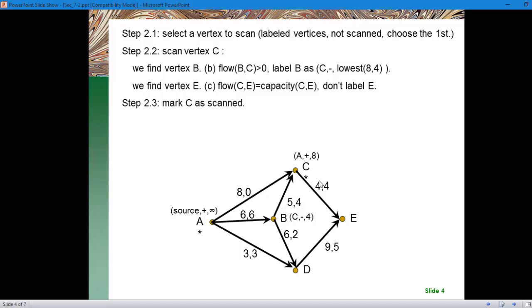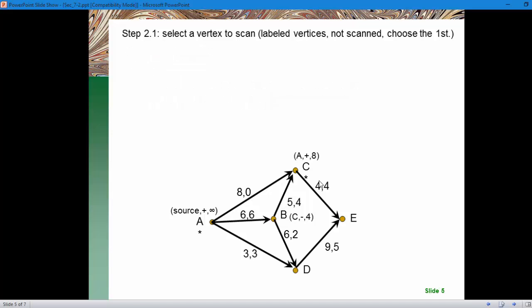Now moving on, back to the beginning of step 2, we go to the next labeled vertex. That will be vertex B. At vertex B, again, we do the scanning. When we scan B, we look at all the adjacent vertices. We have A, C, and D, but only the unmarked vertices. So A is done, C is done. So the only adjacent vertex that we can look at would be D.